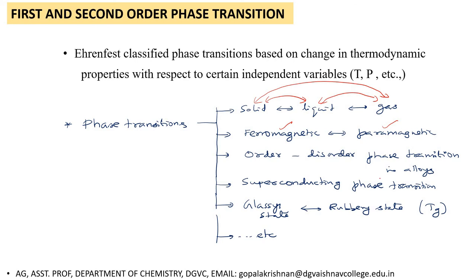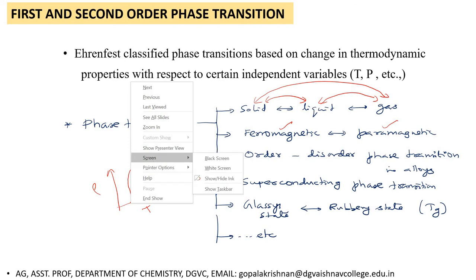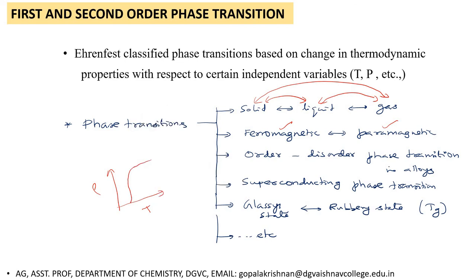Then superconducting phase transition. See, when you plot for a superconductor resistivity versus temperature, okay, resistivity slowly decreases and abruptly becomes zero at one particular temperature. So at this temperature, what will happen? The material which was a poor conductor now becomes a good conductor. Okay, so the superconducting materials will show phase transition.